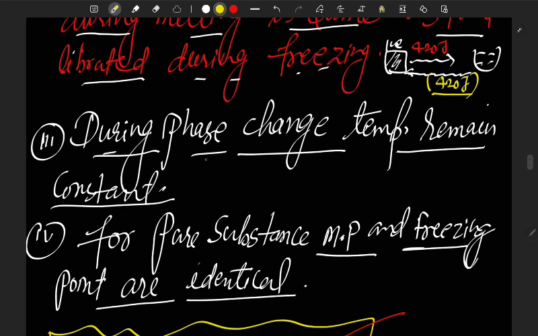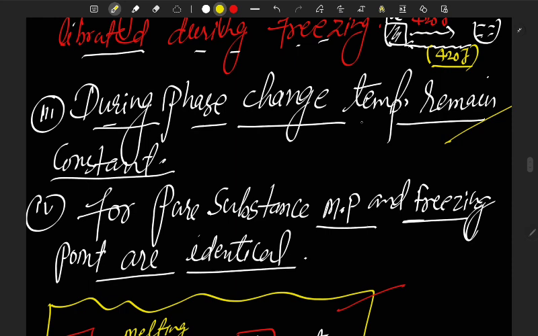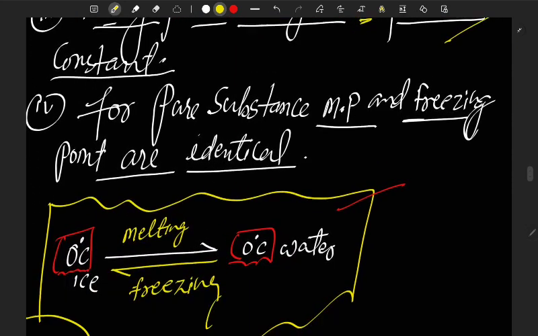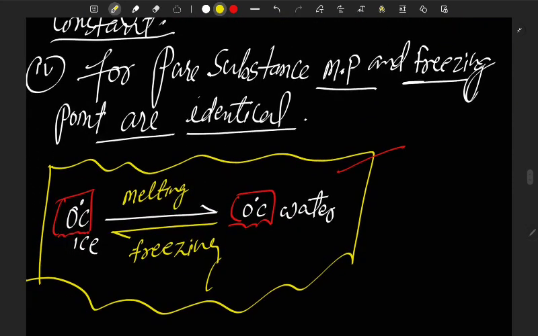Now the third point is what? During phase change, temperature and pressure both remain constant. Okay, but here I have written only temperature. The fourth point is what? For a pure substance, melting point and freezing point are identical.